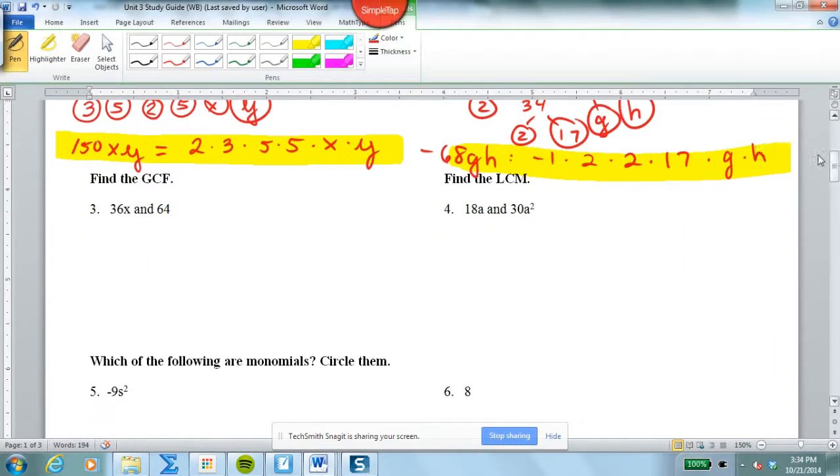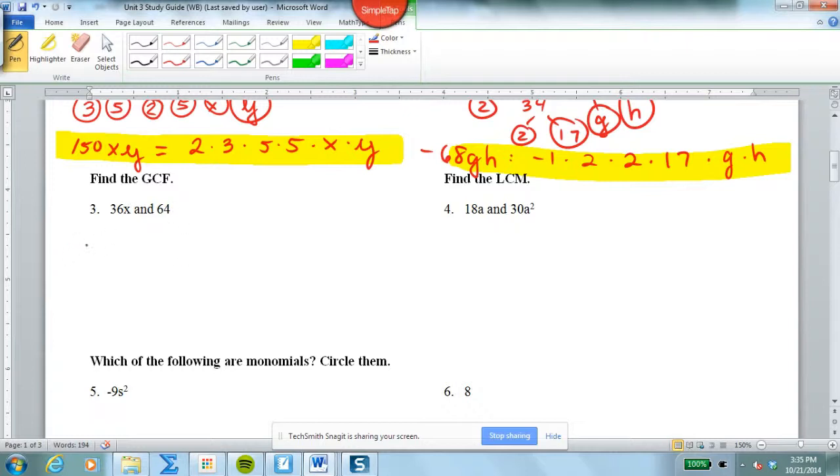Greatest common factor of 36x and 64. It helps to really know what the greatest common factor is between two numbers. That is the biggest number that will divide both numbers evenly. So you have to think about 36x and 64. What is the biggest thing that goes into both of those numbers? You could probably think of some things. Do they share any variables? That's the other thing that you have to think of. In this case, you can see this one has an x, this one doesn't. They don't share any variables.